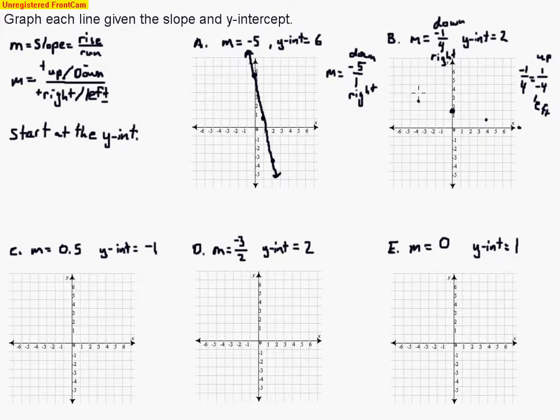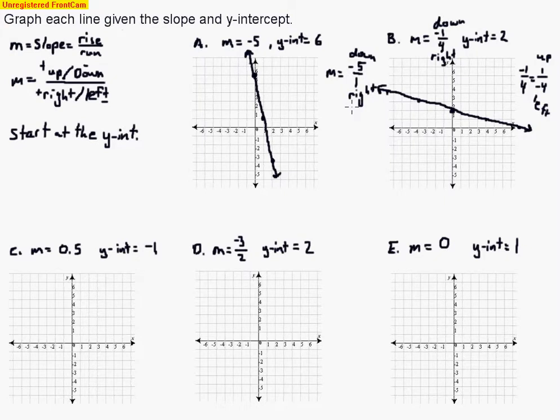Up 1, left 4. 1, 2, 3. And then I'm off the graph, but somewhere right around there. So there we have it. Lots of points that make up that line to be able to draw a line through. And from there, arrows at the end showing that it goes on forever.